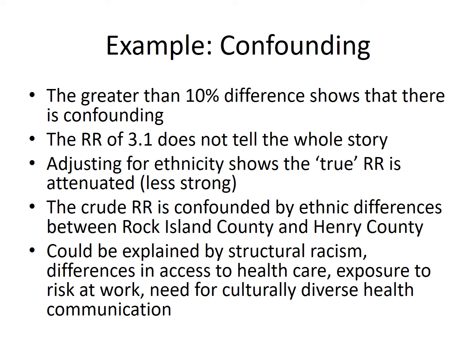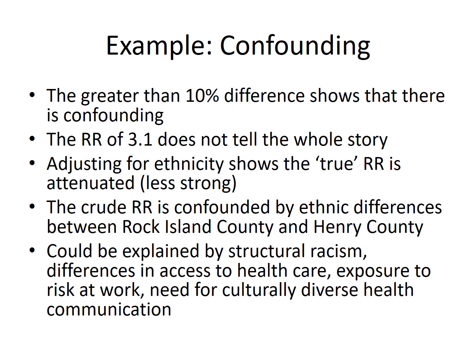That shows confounding. The risk ratio of 3.1, that original crude, even accounting for just the people who responded on ethnicity, that 3.1 still doesn't tell us the whole story. When we stratify or adjust for ethnicity, it gets us closer to what the true risk ratio may be. And what we see is that risk ratio is attenuated. It's less strong. It's closer to 1. So it goes down from 3.1 to 2.5 or even as low as 1.9.